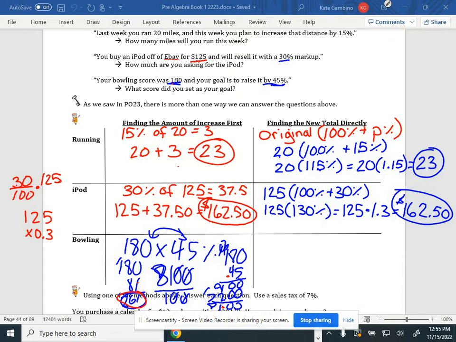Gus, come on up. Yeah, you might not want to do it quite so big.